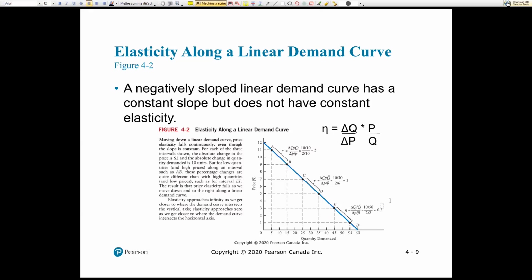I have a question. Is it possible to have elasticity along a curve that's not linear? Or is it only for linear ones? It's only if you do a PhD in economics. No, I'm kidding. We're going to see it in the next example.